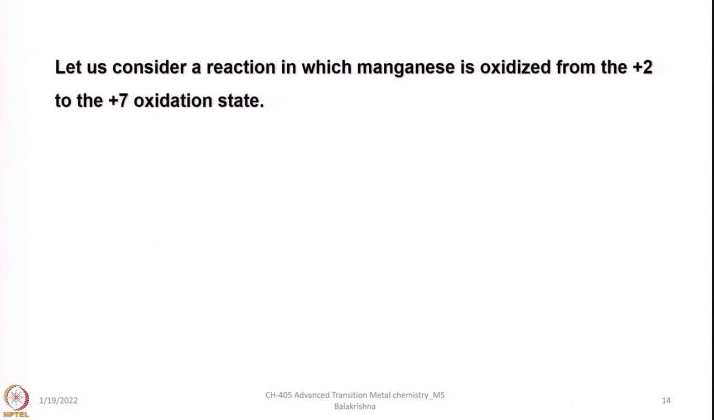That is the reason usually in materials engineering they will ensure that the metal does not contain any interstitial hydrogen. In case they find it has interstitial gases, one has to heat it to a very high temperature and then under vacuum get rid of all the gases so that this hydrogen embrittlement does not damage the structure. Let us consider a reaction in which manganese is oxidized from the plus 2 state to plus 7 state.